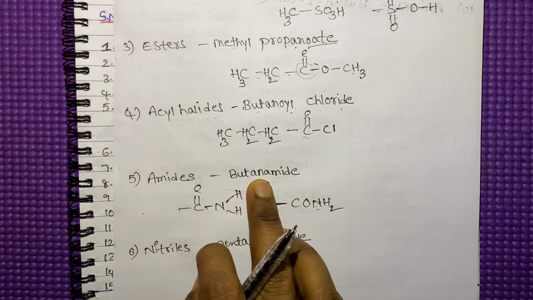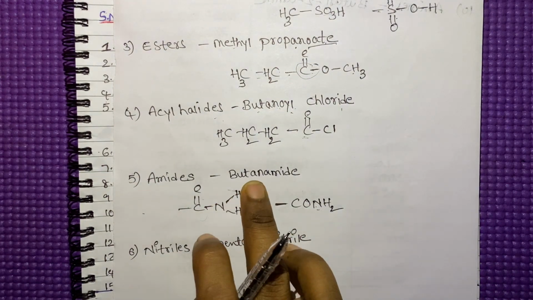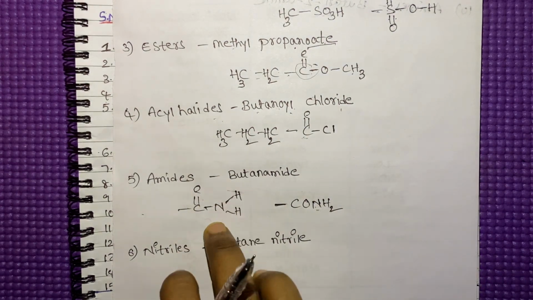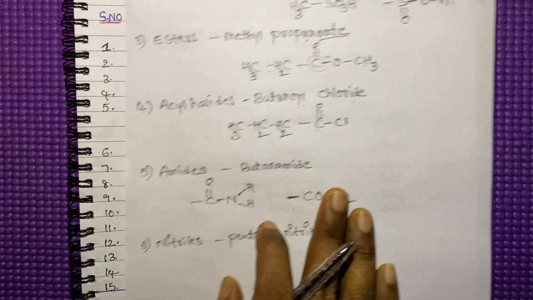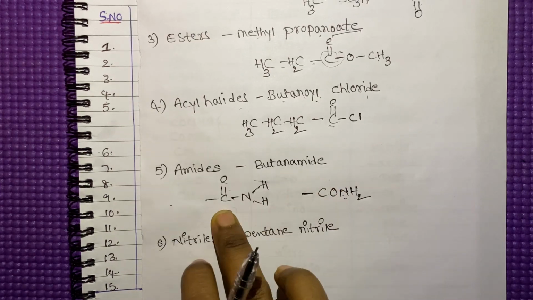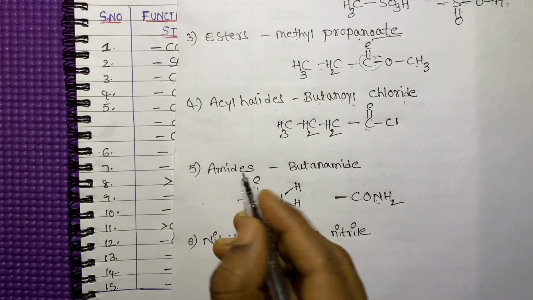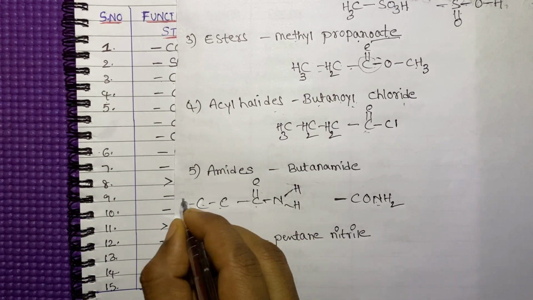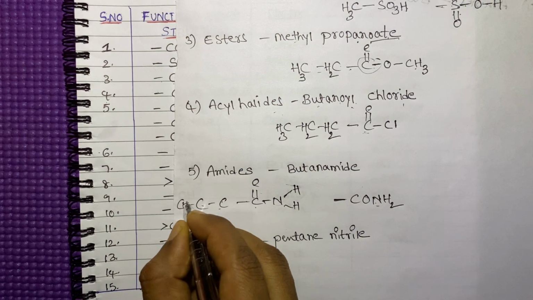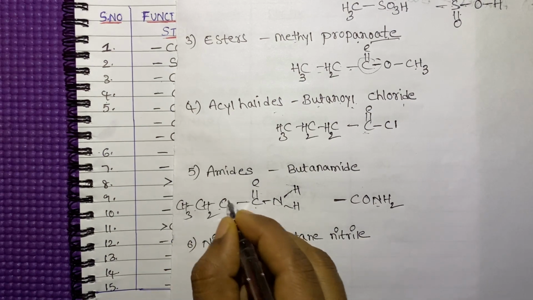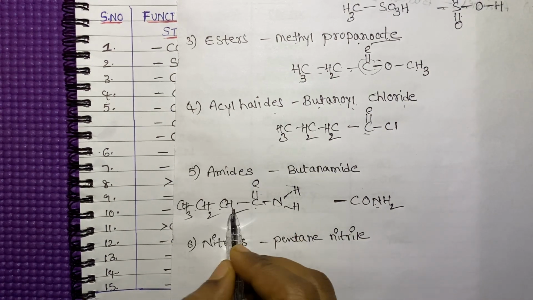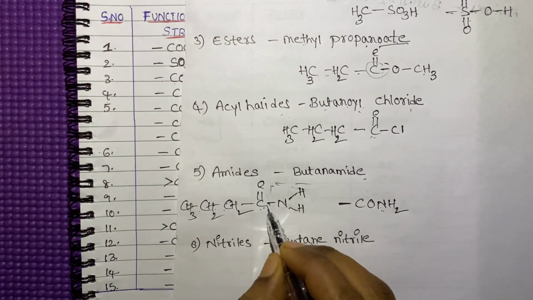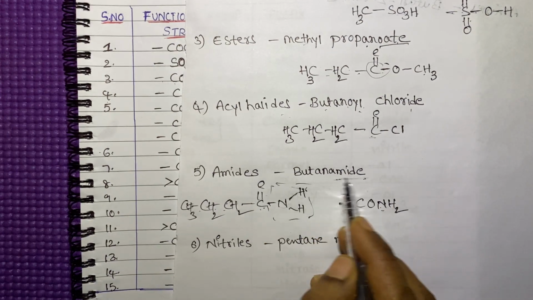Butanamide means 4 carbons should be there in the parent chain. Already 1 carbon is there in the functional group. Always we should include the functional groups in the parent chain. They gave 1 carbon already, so we need to give 3 carbons. CH3, we need to satisfy again. CH2. Meth, eth, prop, but. Butanamide. By seeing this group, we can simply say amide group.